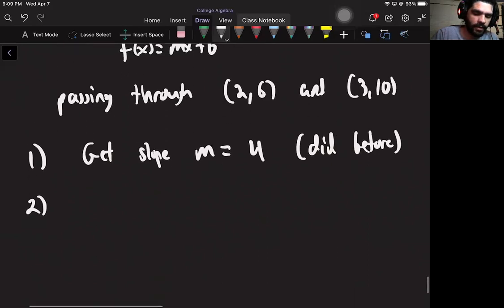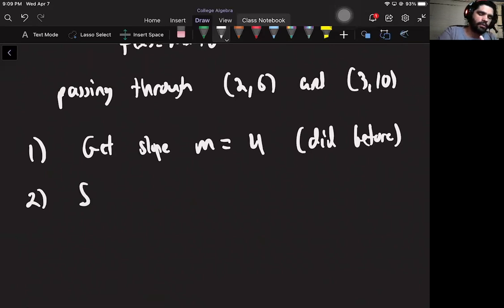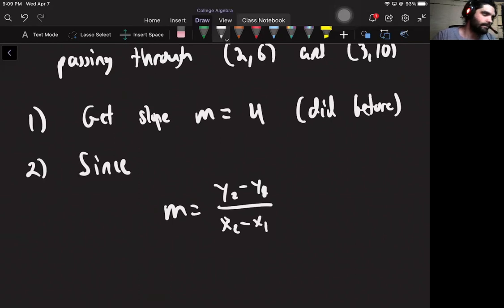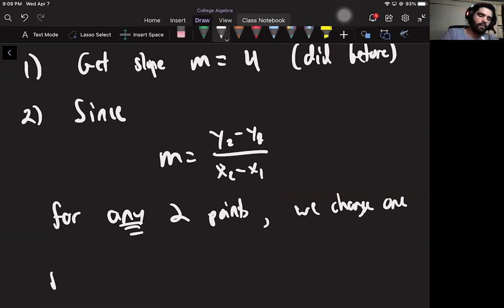And we're going to streamline this process after the first time we do it, but this first time will be kind of long, because we're going to sort of reason through why it's working. So it's a bit tricky. So the idea is that since m always equals (y2 minus y1) over (x2 minus x1), no matter what, for any 2 points, what we're going to do is be a little bit sneaky.